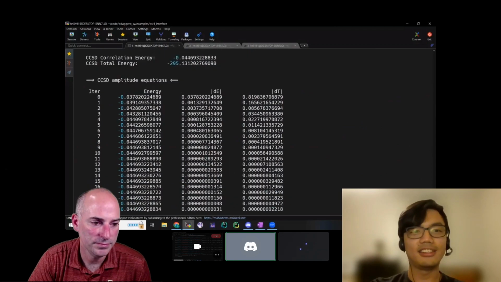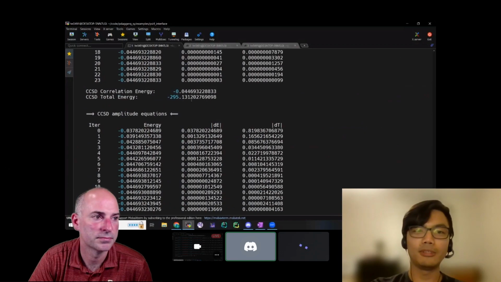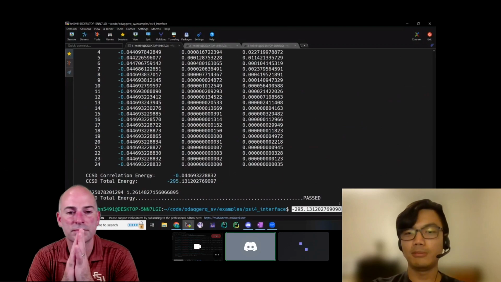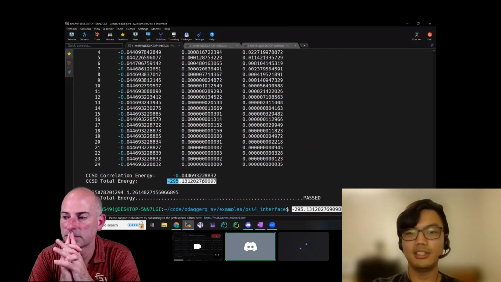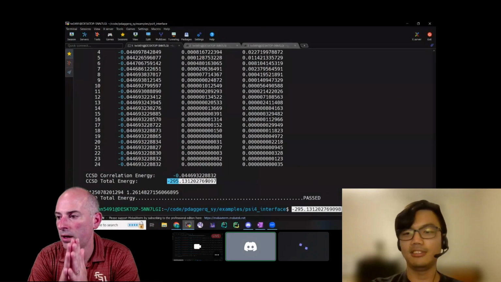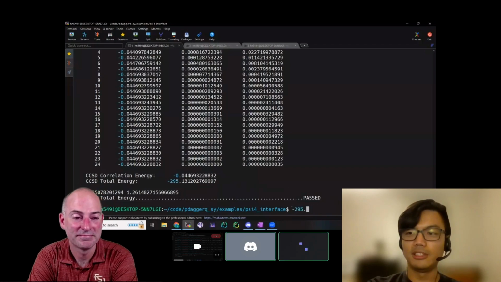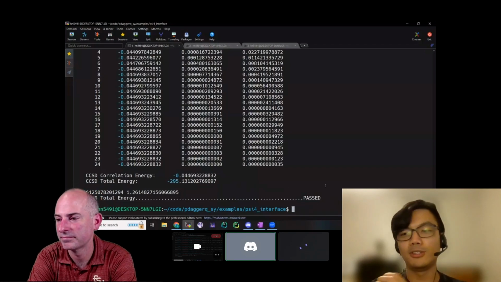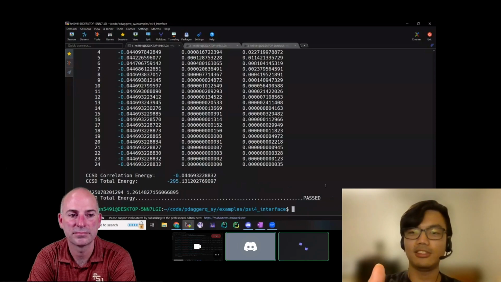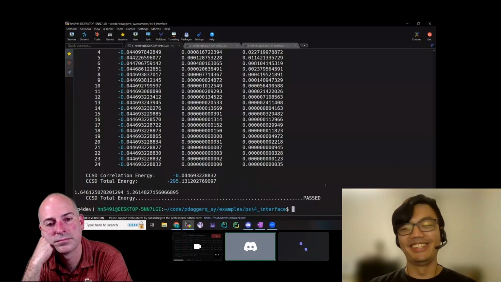I don't remember if we printed it, but just to make sure I'm not cheating. Okay, that's the energy I get from the spin orbital. This is the energy from the spin trace. You can see 295.131.202.76909. Okay, last digit, who cares? Same number. Cool. So we already extended the CCSD example to open shell. Awesome. I'll fix that and push it.